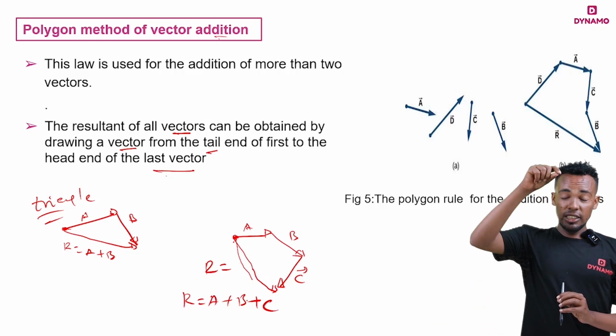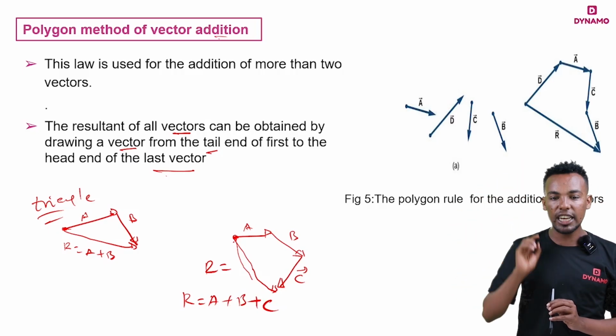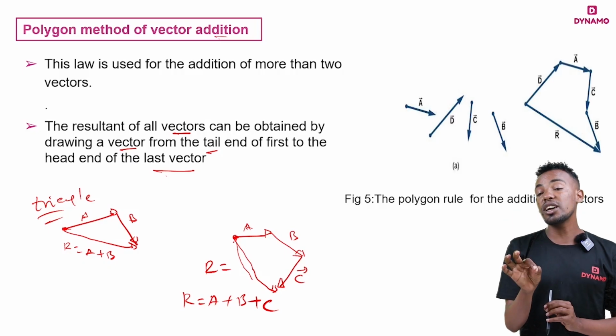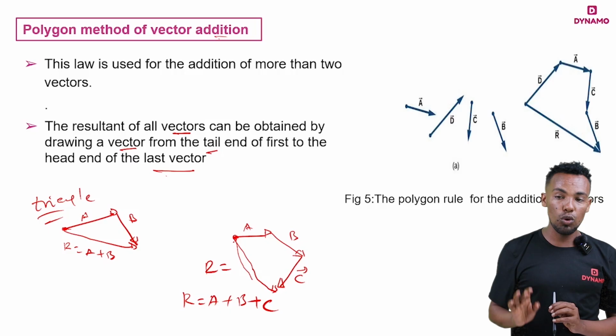The tail of the resultant vector is connected to the tail of the first vector, and the head of the resultant vector is connected to the head of the last vector.